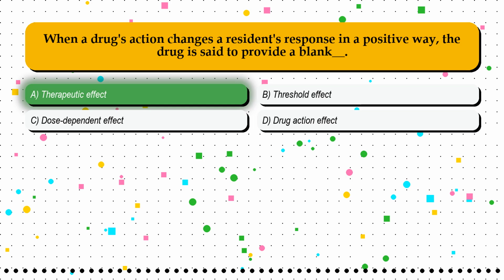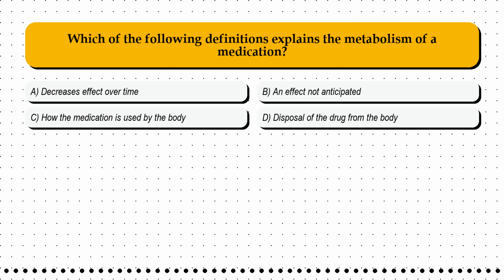The correct answer is option A. Therapeutic effect. Question 65. Which of the following definitions explains the metabolism of a medication? Option A. Decreases effect over time. Option B. An effect not anticipated. Option C. How the medication is used by the body. Option D. Disposal of the drug from the body.